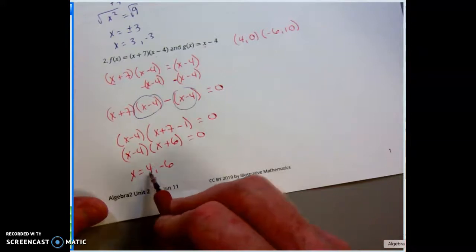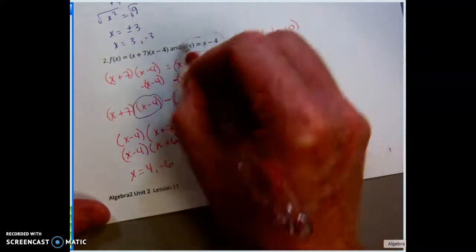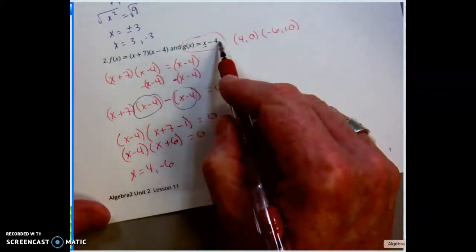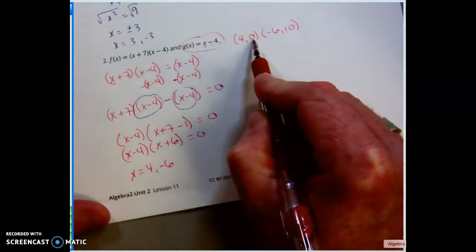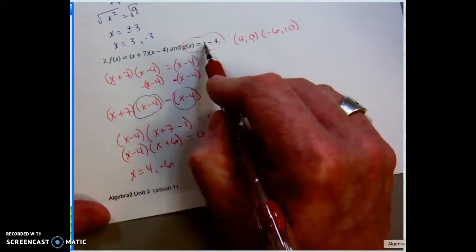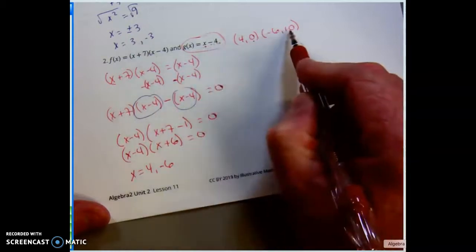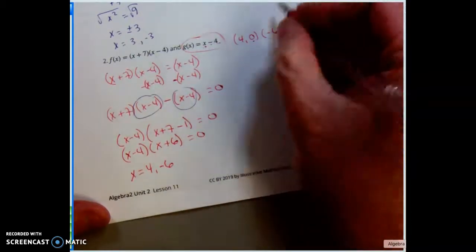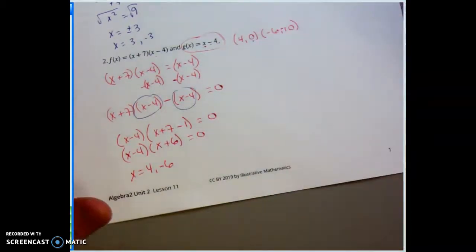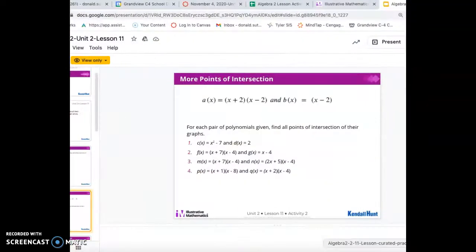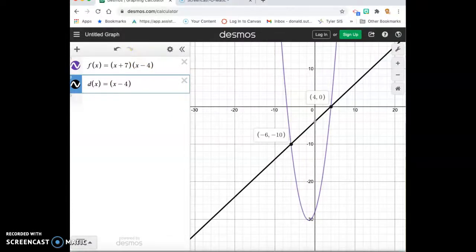If I plug in positive 4, I'd plug into the g of x function. 4 minus 4 gives me 0. If I plug in the negative 6, minus 4 gives me, that should have been a negative 10. Let me verify that with my graph here. Oh, wrong tab. Sorry, guys. There we go. Yeah, negative 10. I kind of like the graphing method. I really don't care which one you use.